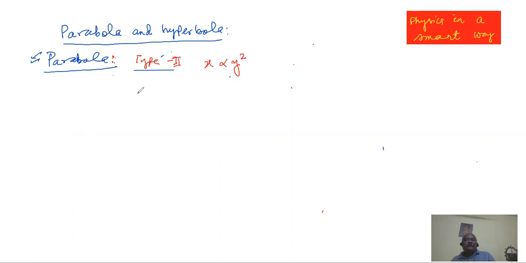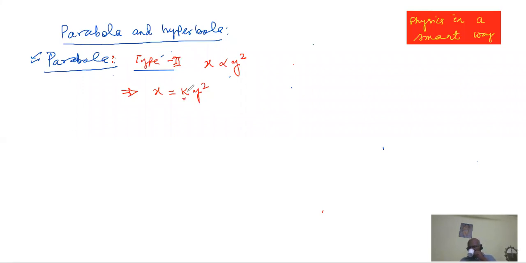If x is proportional to y square, then automatically that gives us an idea that x equals ky square. And here k can be positive, k can be negative. For positive value of k, we'll be having a curve. For negative value of k, we'll be having an opposite type of curve. The curve seems to be inverted. Just that we have learned.